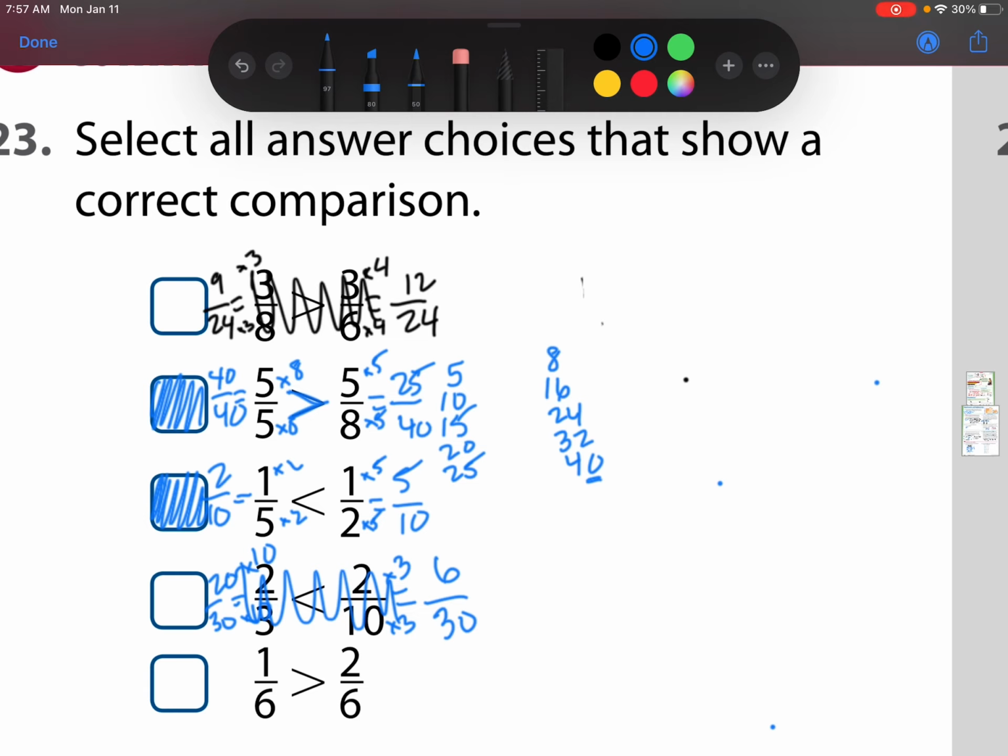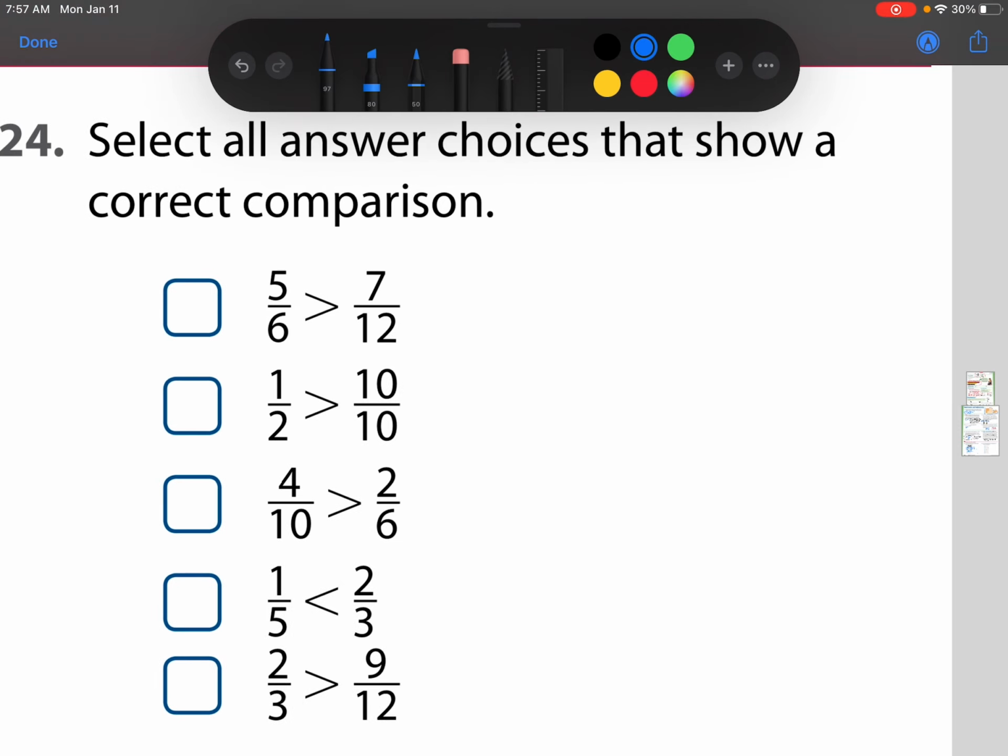And our last one, thankfully the denominators are the same. 1/6 is not bigger than 2/6. So our only answers are these two. And our very last problem, select all the answer choices that show a correct comparison. Well, I know 6 goes into 12, so that's going to be a times 2 times 2. So that's 10 12ths. 10 12ths is bigger than 7 12ths. I see this one is going to be a 10, so that means this is times 5 times 5. 5 tenths is not bigger than 10 tenths, so this one is not true.